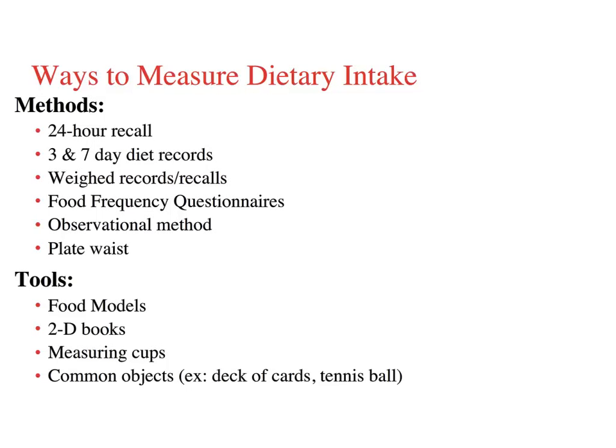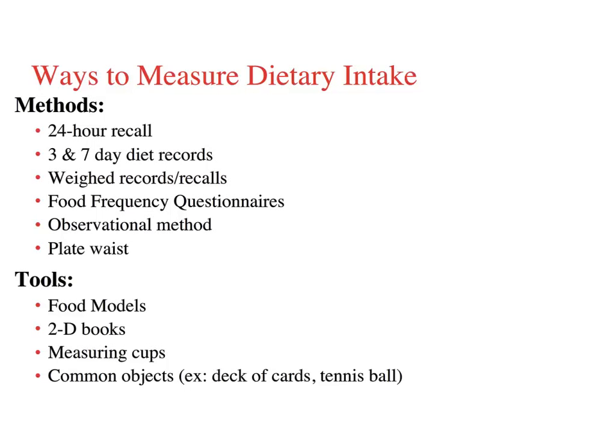Observational methods give us a little bit more of an objective method, and this is like if you were to record and observe kids at a cafeteria and record what they ate. Plate waste is similar, as you can do an observation and you can actually have them turn in uneaten food, and then you could calculate the amount of intake that they consumed based on what was served and what was not eaten. A lot of different tools in order to get better, accurate measures.